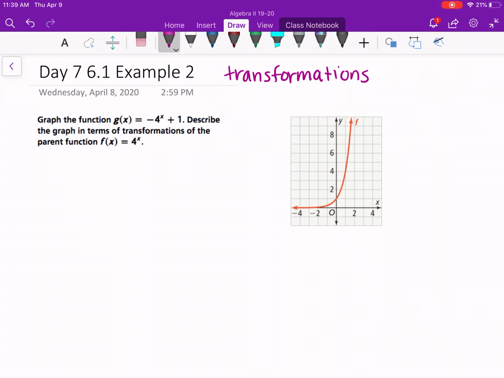So we are looking at a problem that says to graph the function negative 4 to the x plus 1 and then describe it in terms of its transformations of the parent function 4 to the x. So that's this function right here. This graph is showing us the original function. Remember, parent function just means original function. And so that's what we're looking at on the graph.